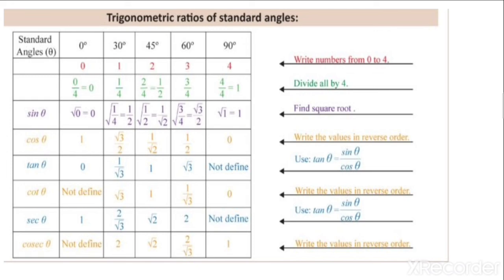Reverse means reciprocal. So sine reverse is my cosec. So sine value is 0. So reverse of sine will be 1 by 0, which is not defined. So we wrote not defined. Then sine 30 degree is 1 by 2. So my cosec 30 degree will be the reverse of that. That means the reciprocal, that means 2 by 1. So I wrote 2. Then sine 45 is 1 by root 2. That means the cosec 45 degree will be root 2 by 1, that is equals to root 2.